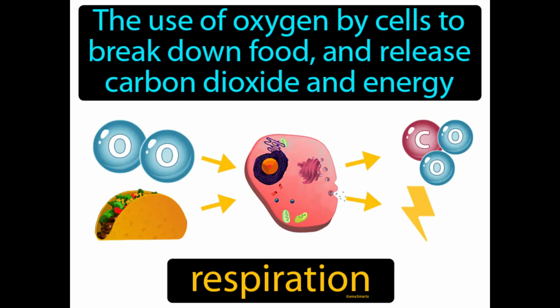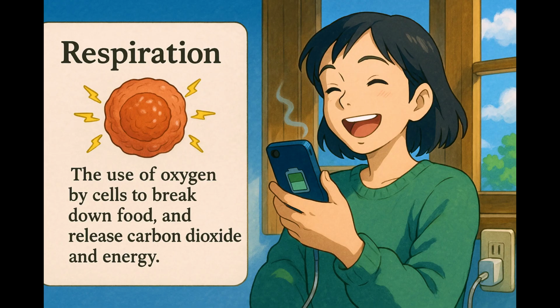The use of oxygen by cells to break down food and release carbon dioxide and energy. Respiration is the process by which living cells obtain energy from food. Imagine trying to power your smartphone by plugging it into an electrical outlet. Just like your phone needs electricity to keep working, your cells need oxygen to function properly.